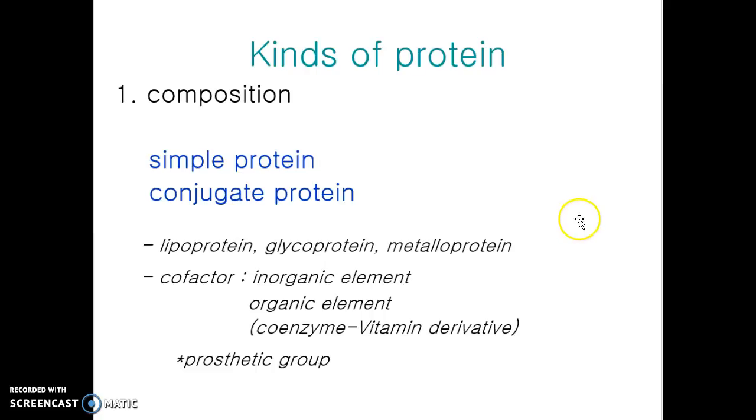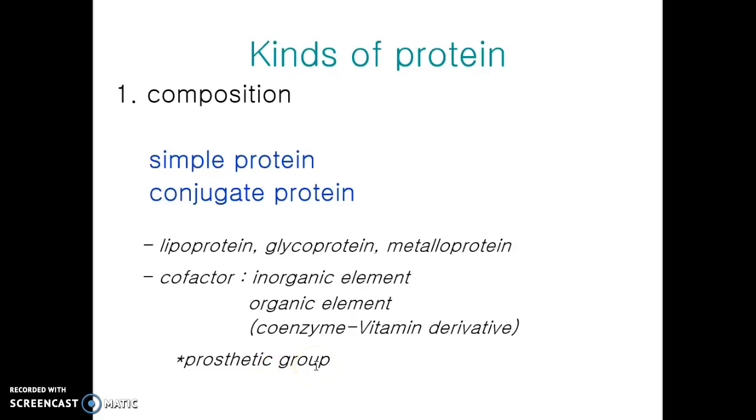Lastly, I just want to remind you of the types of proteins. In terms of composition, proteins could be either simple or conjugate proteins. For the conjugate proteins, depending on the conjugate, it could be lipoprotein, glycoprotein, or metalloprotein. The other parts are called cofactors. That could be either an inorganic element or an organic element. An organic element is called a coenzyme. Coenzymes could be synthesized from vitamins in many cases.